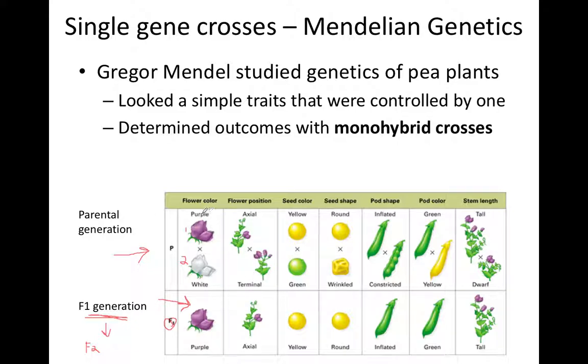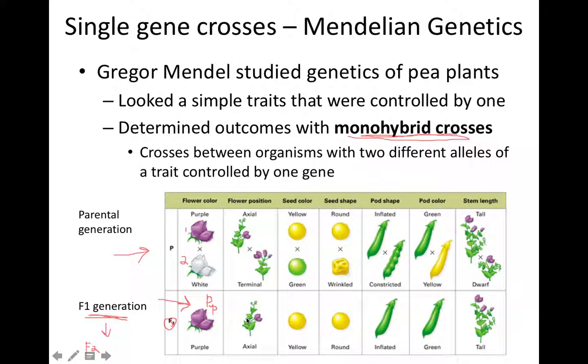Now, when he crossed these pea plants, they were all homozygous for their traits, the parental generation. So this would have been a homozygous dominant purple plant crossed with a homozygous recessive white plant. And all the F1 generation came out purple. That means that these F1 generations had one dominant allele, one recessive allele, and we call that a monohybrid. So if we would have crossed two F1 generations, that would have been a monohybrid cross, which is a cross between organisms with two different alleles of a trait controlled by one gene.